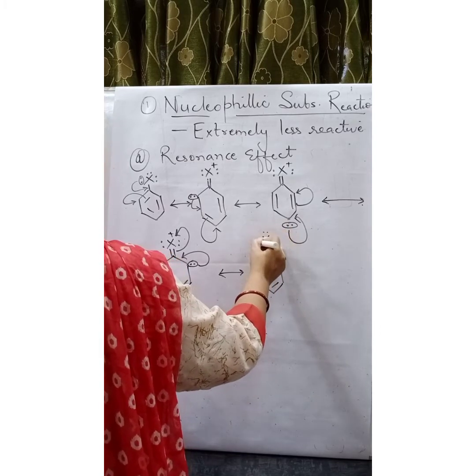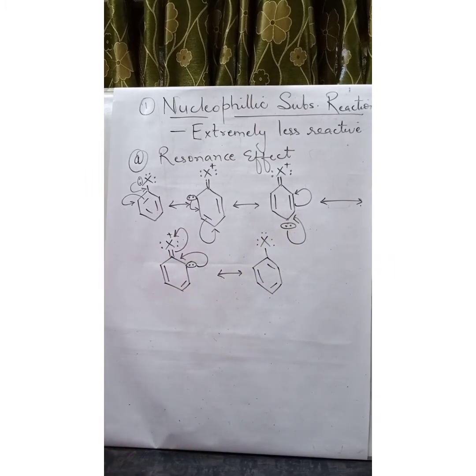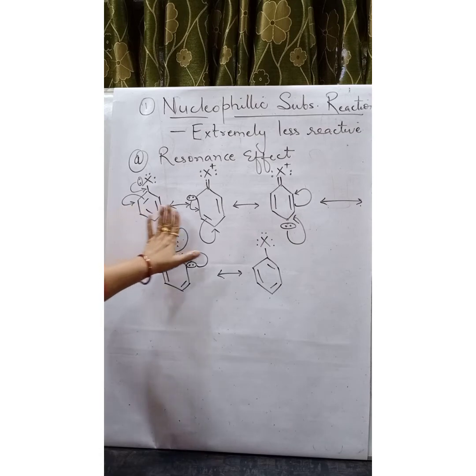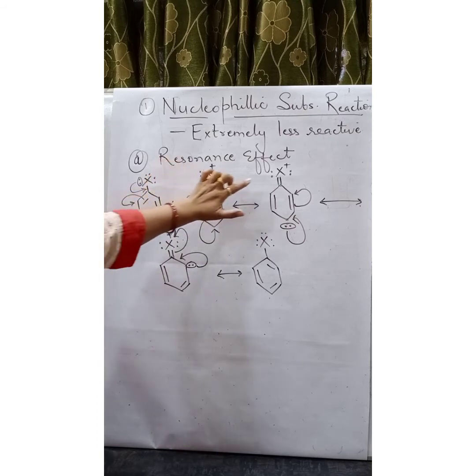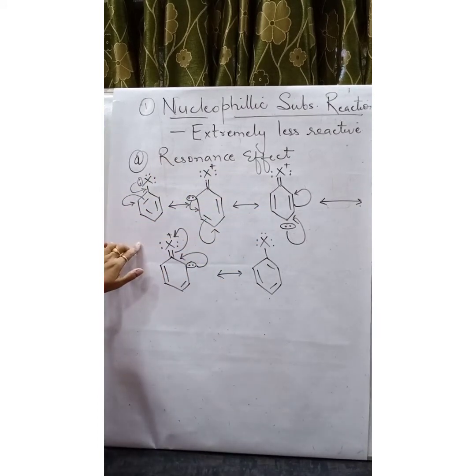The positive charge disappears because the lone pair is back on halogen. Now if you see these resonating structures, we notice that the carbon-halogen bond has developed partial double bond character. Hence, the C-X bond cleavage in aryl halide is difficult as compared to alkyl halides.